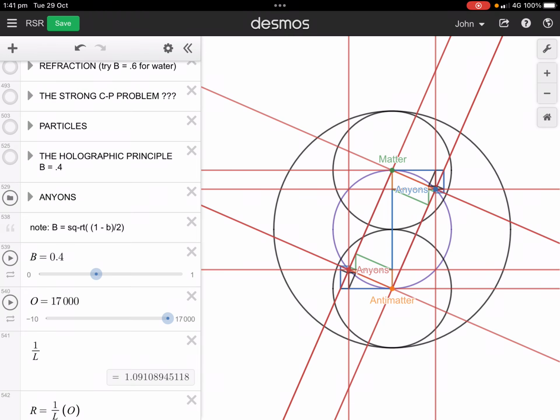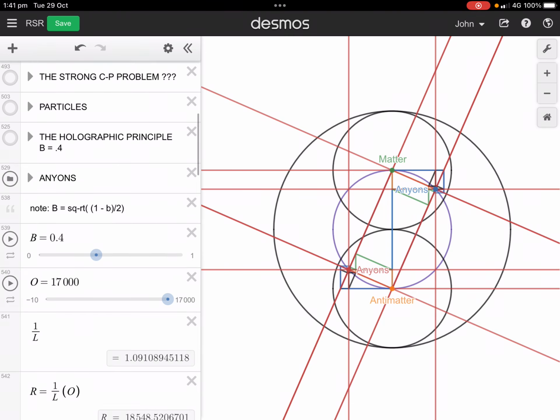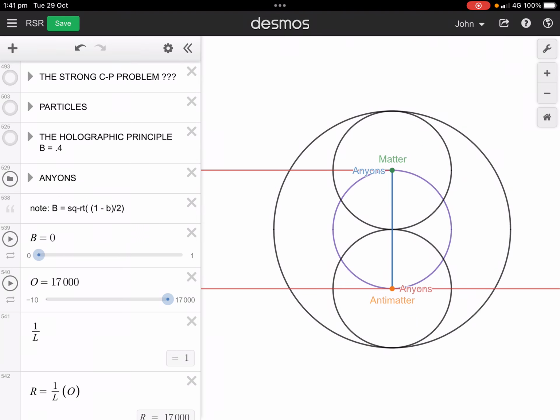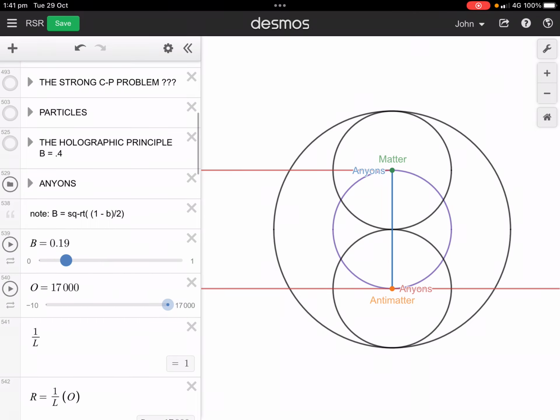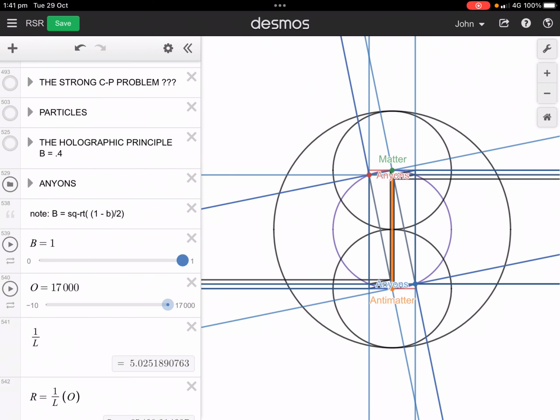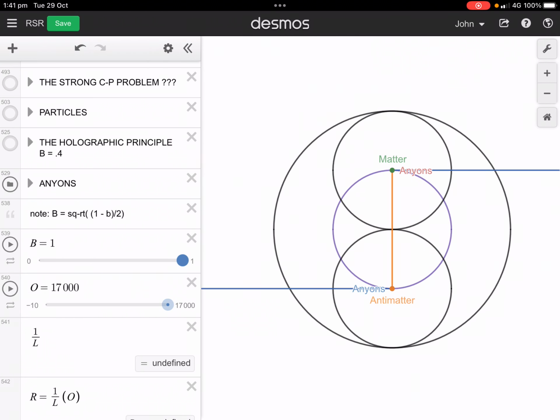Anyon's a charge. So there you've got a negatively charged matter at the top. That could be an electron, and at the bottom you've got a positron, positively charged antimatter, and that's all I'm bothering to label. Oop, there it gets reversed.